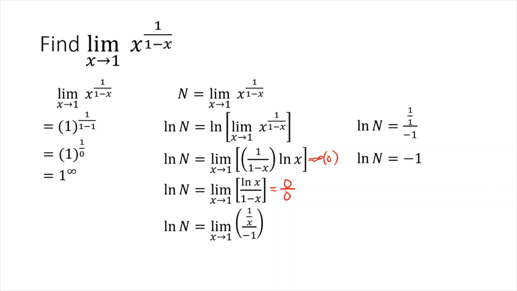To do this, we have to apply the anti-logarithm. The base of the natural logarithm is e. So we apply this: e raised to ln of n equals e raised to negative 1. Basically, what this does is eliminate the logarithmic function. This will give us n on the left side, and on the right side, that's e raised to negative 1, or 1 over e. This is now our final answer.